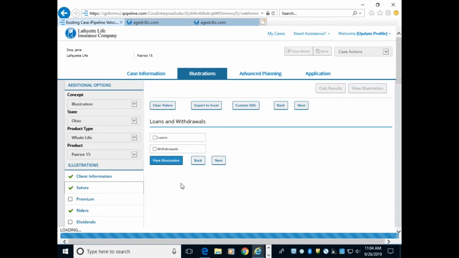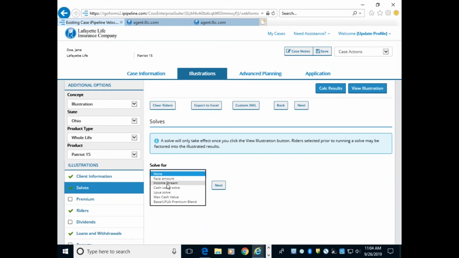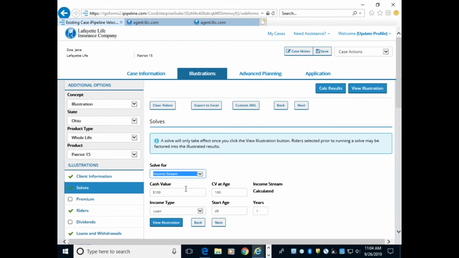So let's go back to the first method of doing the income stream solve. Of course, you're going to go to the solve option. You're going to select income stream, and generally these boxes are blank or pre-filled with a random number. So just to show you what each box is asking for, I'm going to go through the prompts here. The first box is asking how much cash value you want to be left at a certain age. So the rule of thumb is if you have a lower cash value left at a shorter age, the client's going to get more living income.